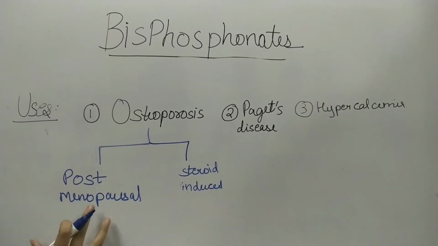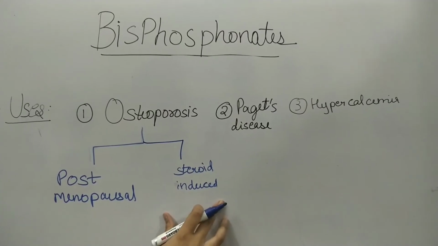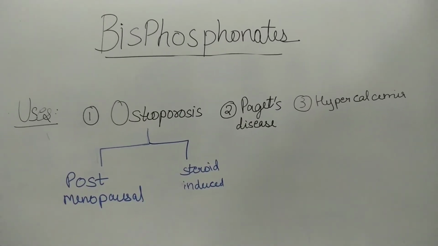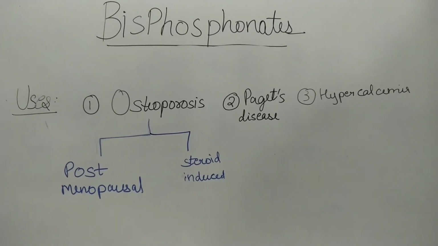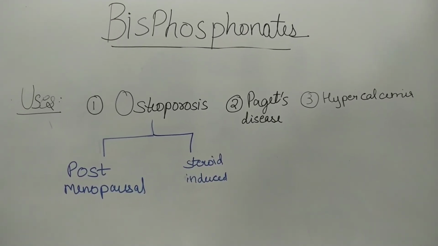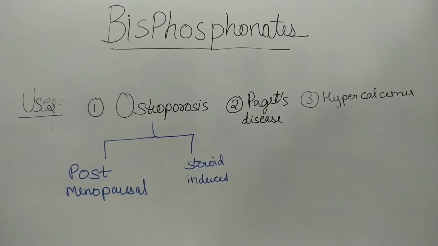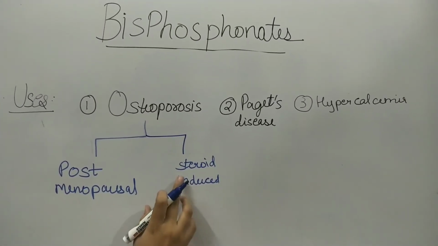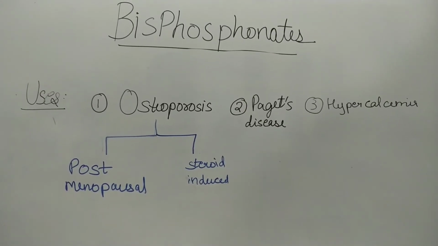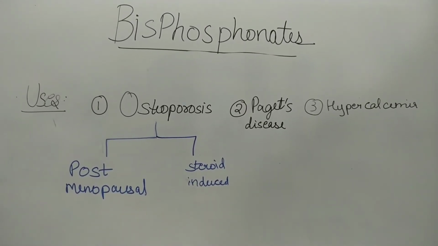In both postmenopausal and steroid-induced osteoporosis, the bisphosphonates are the drug of choice. They increase the bone mineral density and thus reduce the risk of fractures. Now, in steroid-induced osteoporosis, it is combined with oral calcium carbonate.